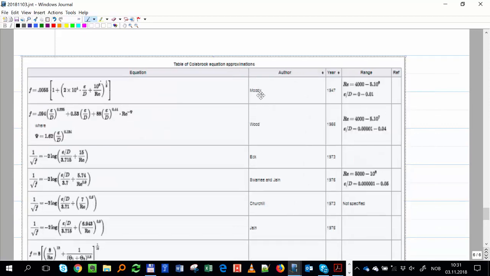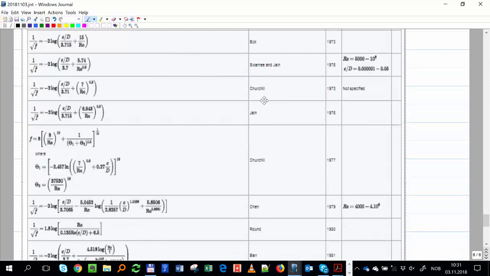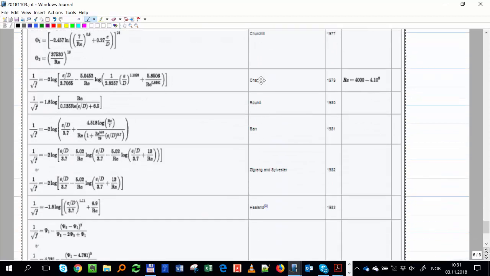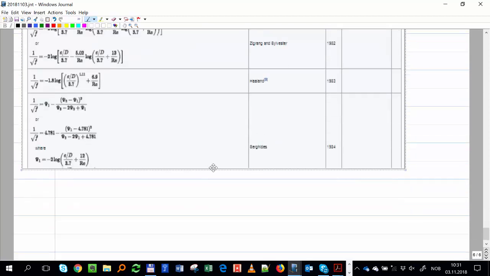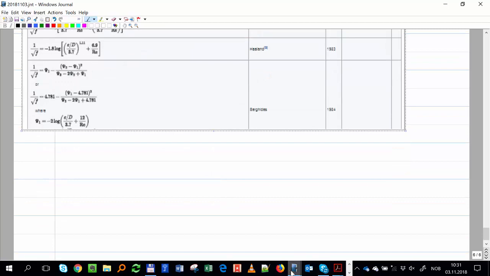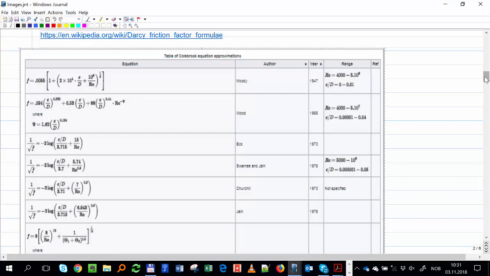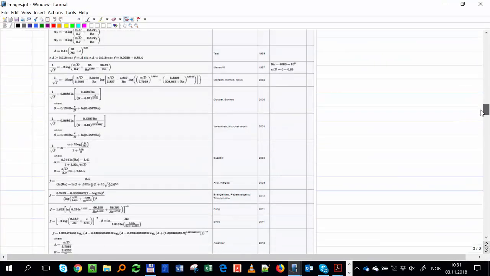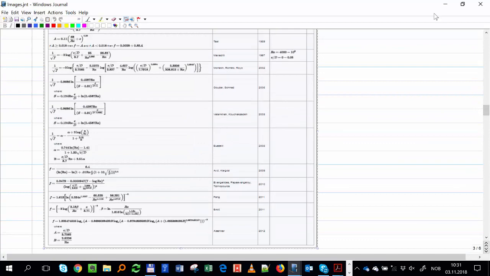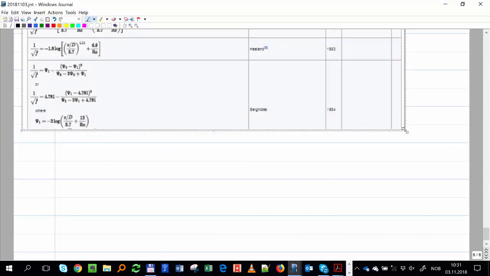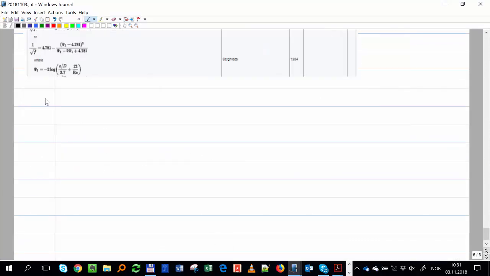Okay, you have the Moody expression, Wood, Eck, Churchill, Jane, Churchill again, Holland, etc. You're going to get a very long table. I think I here just copy part of it. Yeah, here there are more. So I just want to fill the space on your notes.